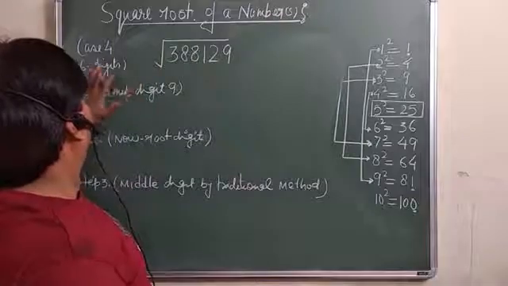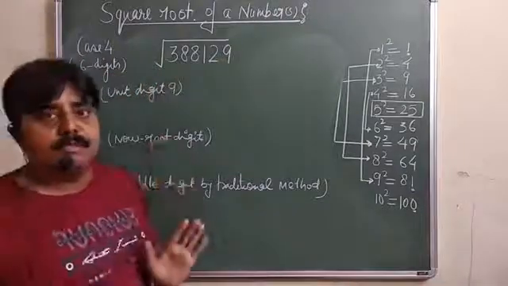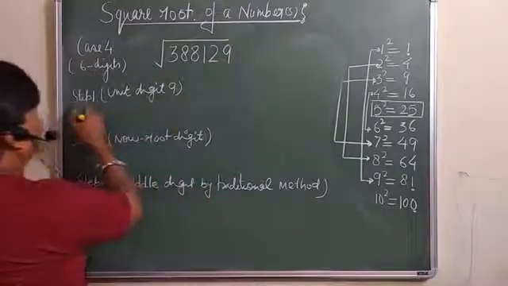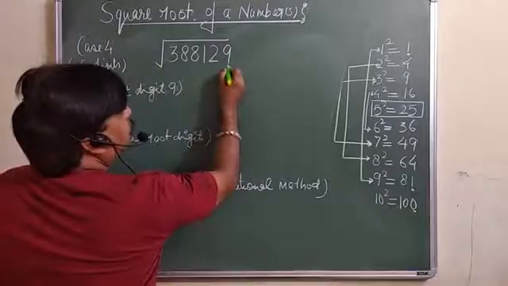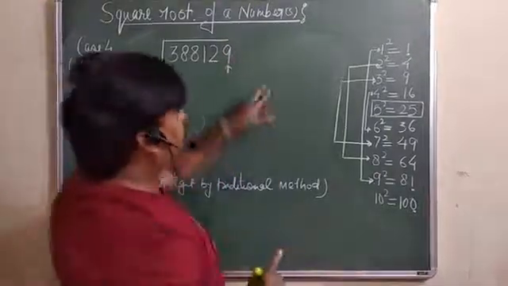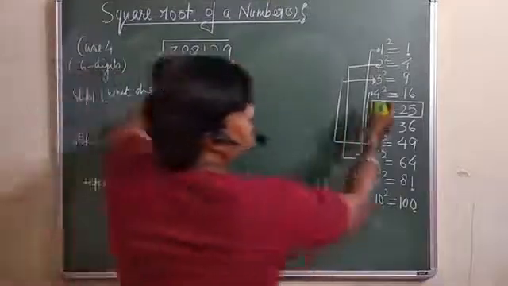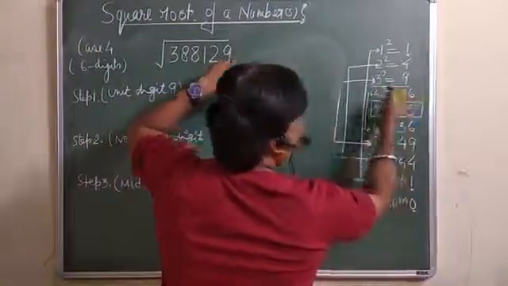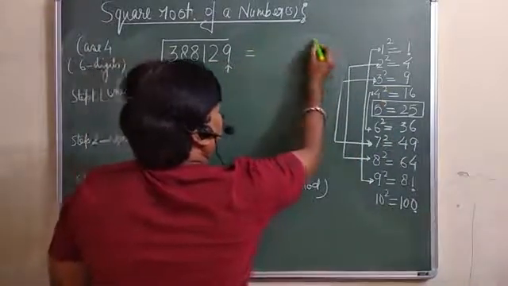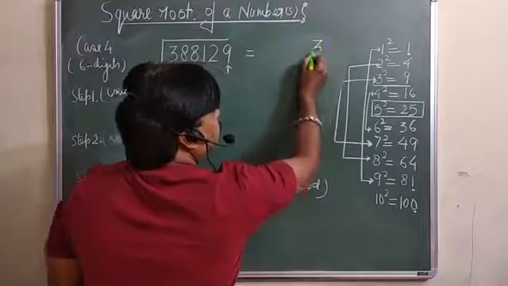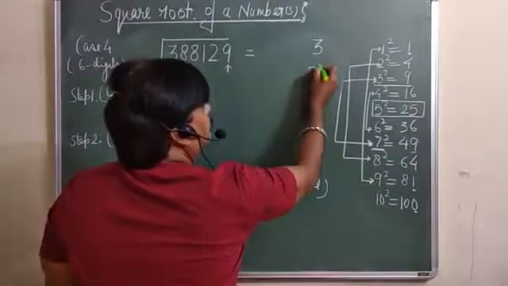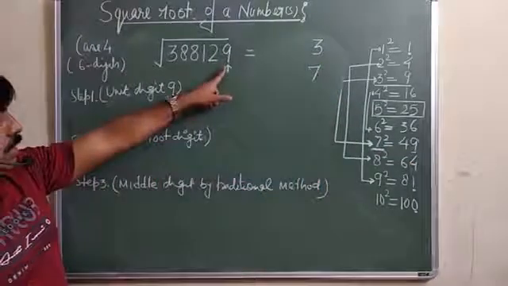Okay, now in case of the 6 digit number given, how can you find out the square root of this number? See, first of all, in step 1, we are supposed to check the unit digit. So unit digit is 9. Where will you get the 9? The unit digit comes as 9 in case of 3 square, and 9 is also obtained in case of 7 square. First of all, just see the unit digit.